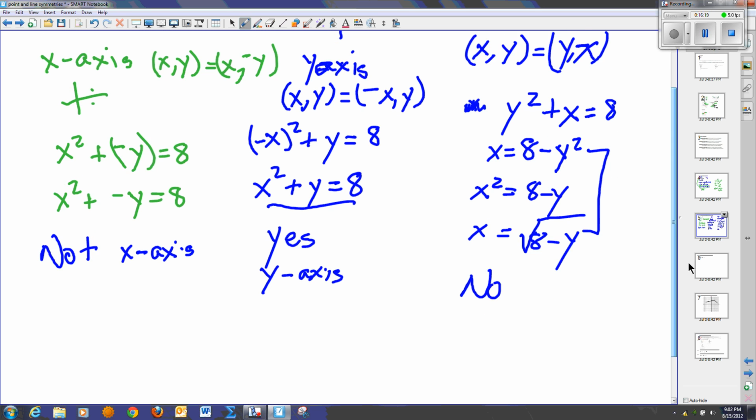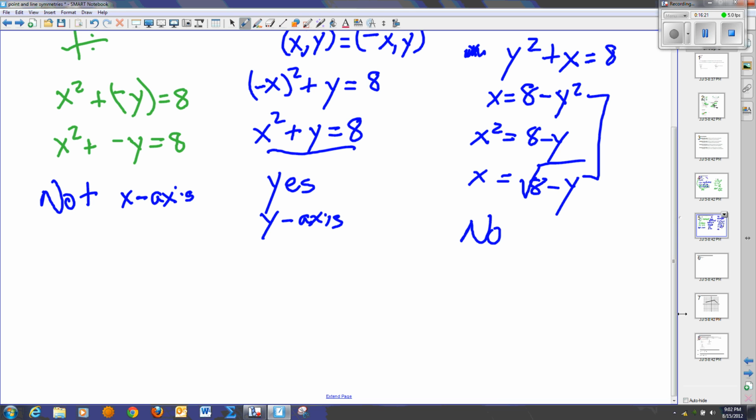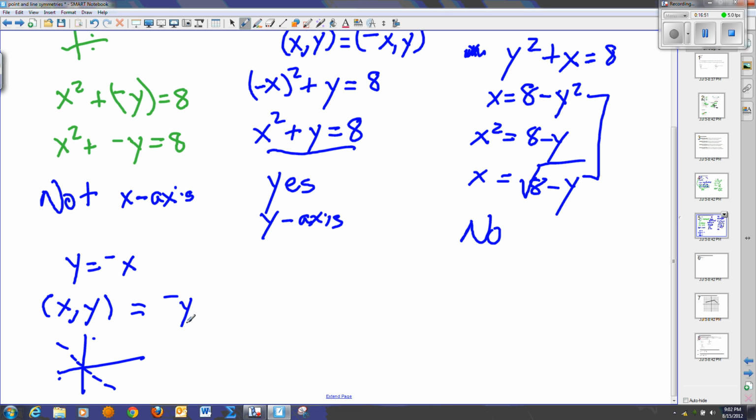To be fair, we'd have to do one more test, which is the test of y equals negative x. To do that, we'd have to show that xy, looking at the graph once again, here's my line of symmetry. I have a point here, it maps to a point here. So therefore, if I have xy, that's going to map to negative y, negative x.